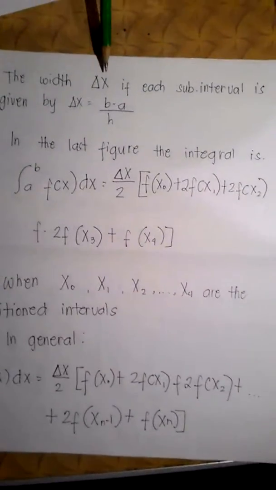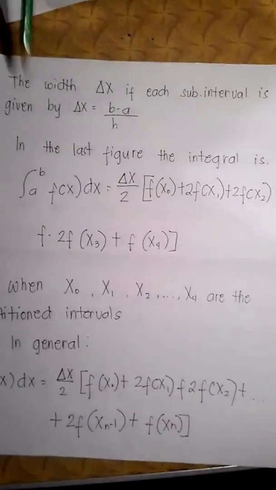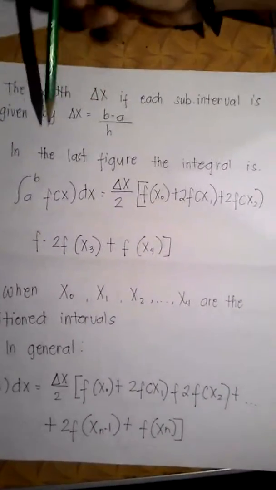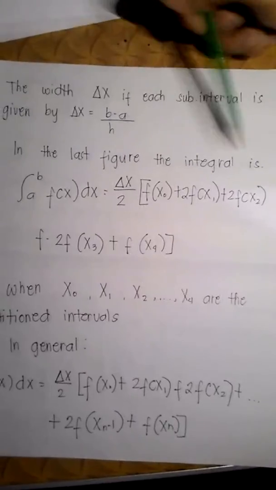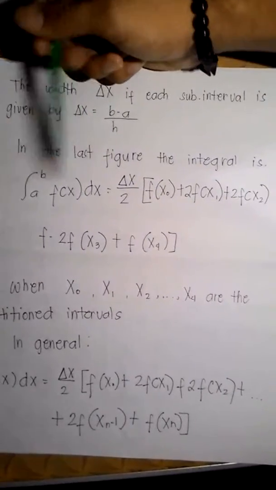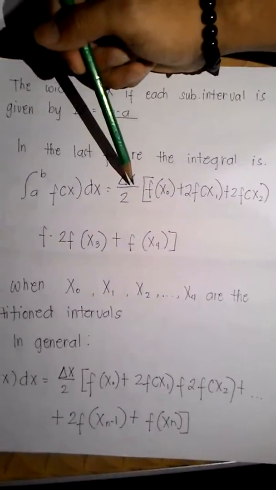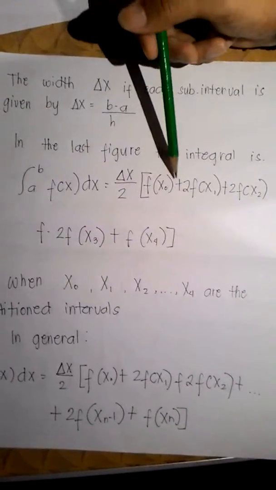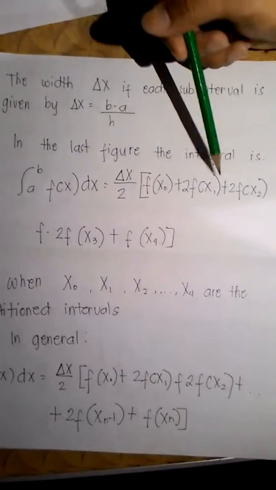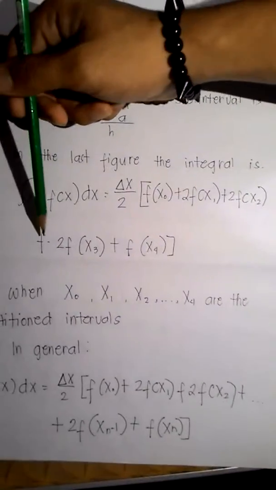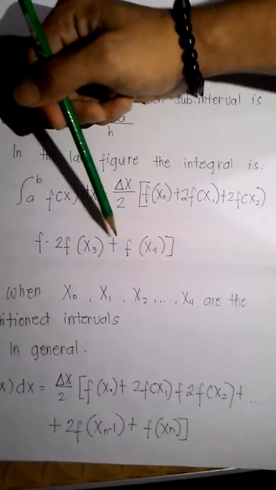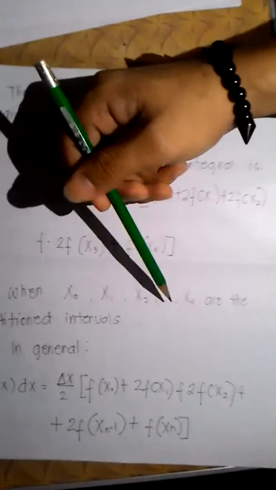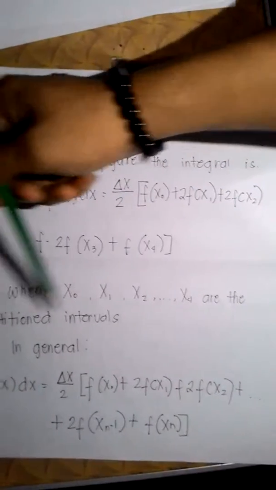The width delta x of each subinterval is given by delta x is equal to b minus a all over n. In the last figure, the integral of f of x dx from A to B is equal to delta x all over 2 times the quantity f of x sub 0 plus 2 f of x sub 1 plus 2 f of x sub 2 plus 2 f of x sub 3 plus f of x sub 4, when x sub 0, x sub 1, x sub 2 up to x sub 4 are the partition intervals.